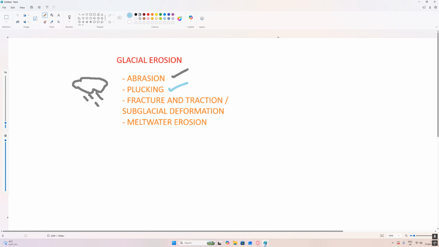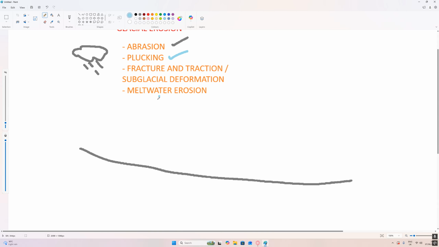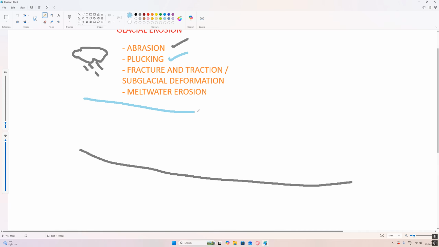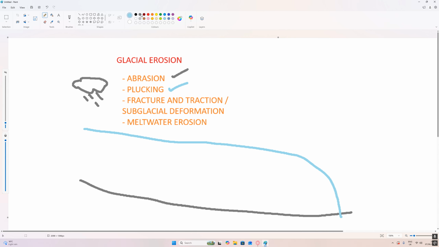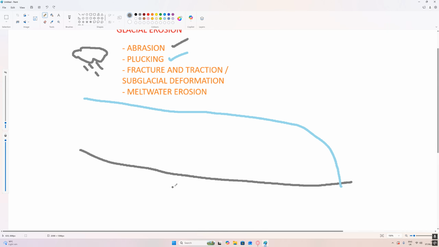Next, we have fracture and traction. This one's super simple as well. You just have your landscape and you have your glacier. In this one, we're going to draw a particularly thick glacier, okay? Because of the sheer weight of the glacier, you get cracking all along the floor. It puts so much pressure on there, and the ground starts to crack, allowing rocks to leave the ground and enter the glacier.